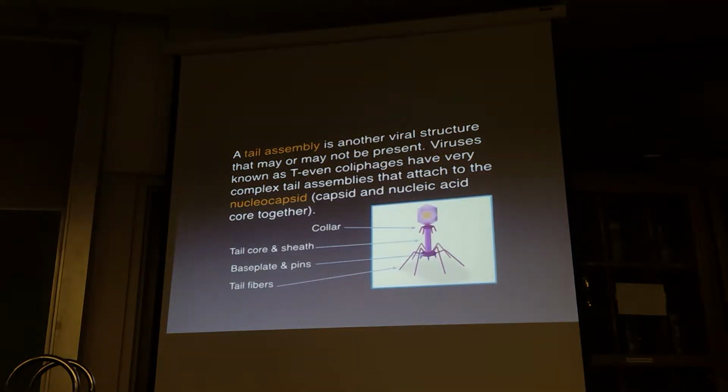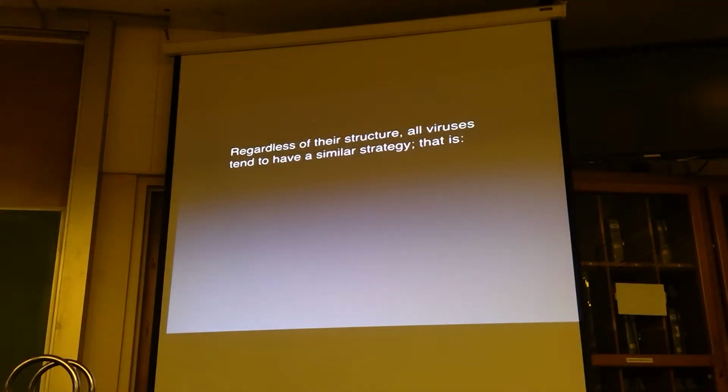So here you see again the collar, the tail, which has a tail core and a tail sheath, a base plate with a bunch of pins, and the little tail fibers sticking out from that. Again, there's a lot of variation because that one shows a collar with little protein pins coming off of that. They don't always have that. But again, not all viruses have the tail assembly.